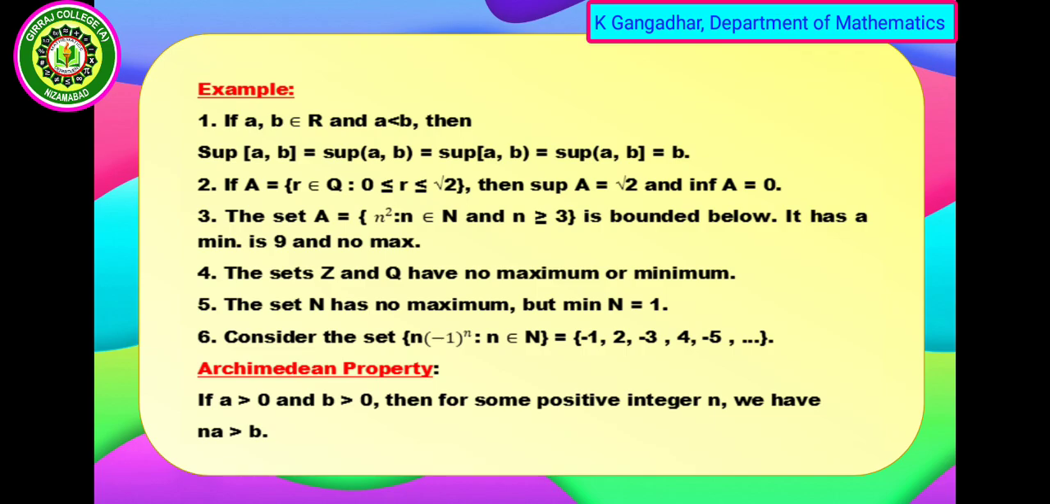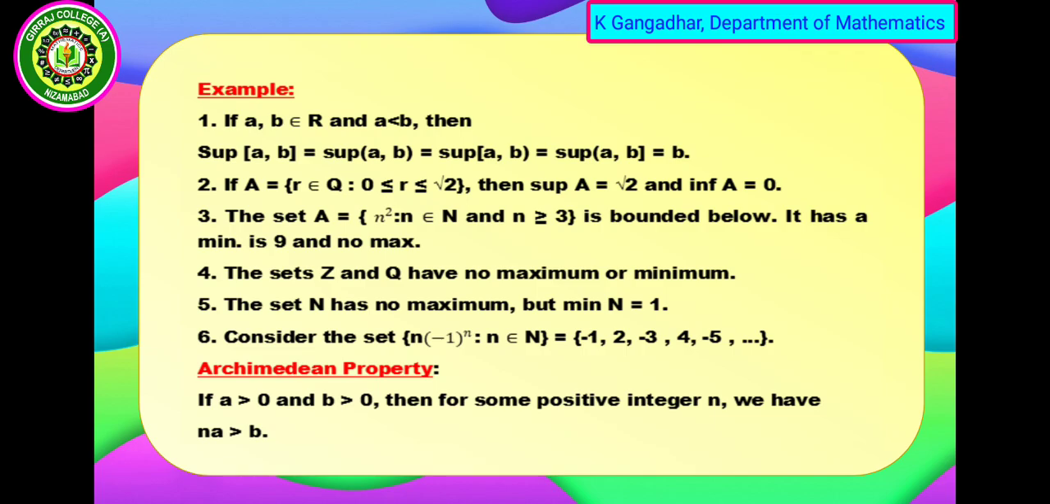The set N has no maximum, but the minimum of N equals 1. The natural number set has elements 1, 2, 3, 4, and so on. In it the least value is 1 and the highest value is infinity. So the minimum or infimum value is 1, and there is no maximum or supremum. So it is a set bounded below.